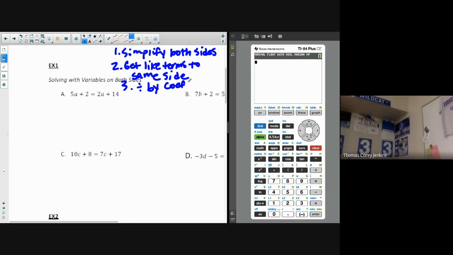I don't know if it's 2 F's or 1. We're gonna go with 1. Coefficient. Almost positive I spelled that wrong, but you guys will correct me if I did.